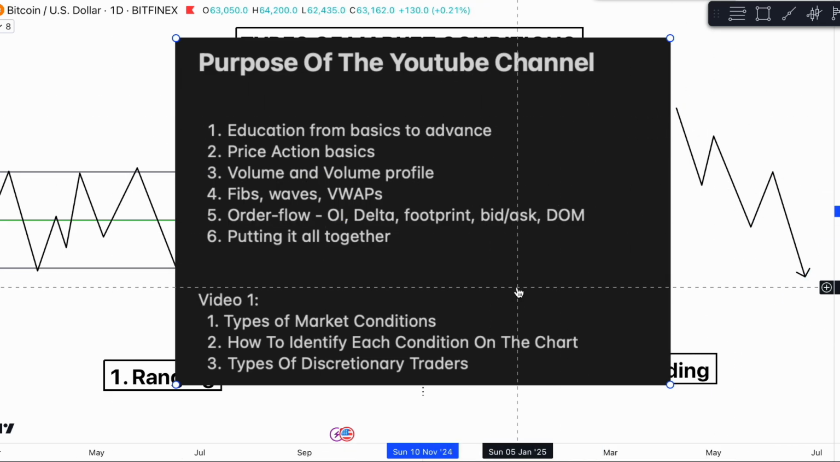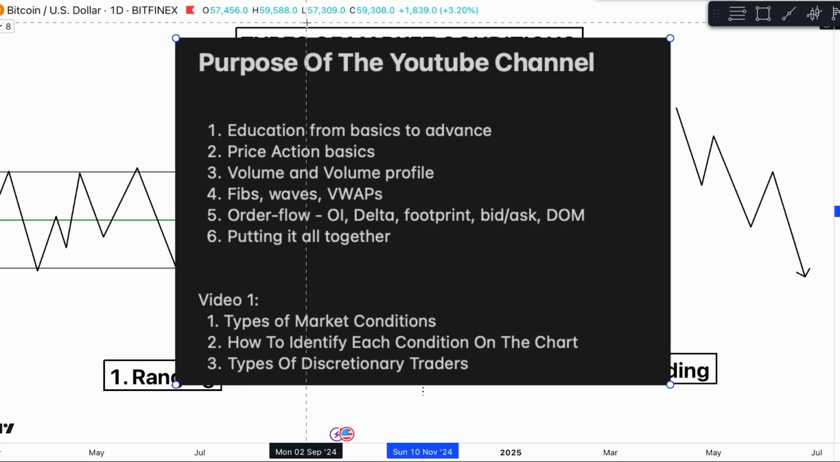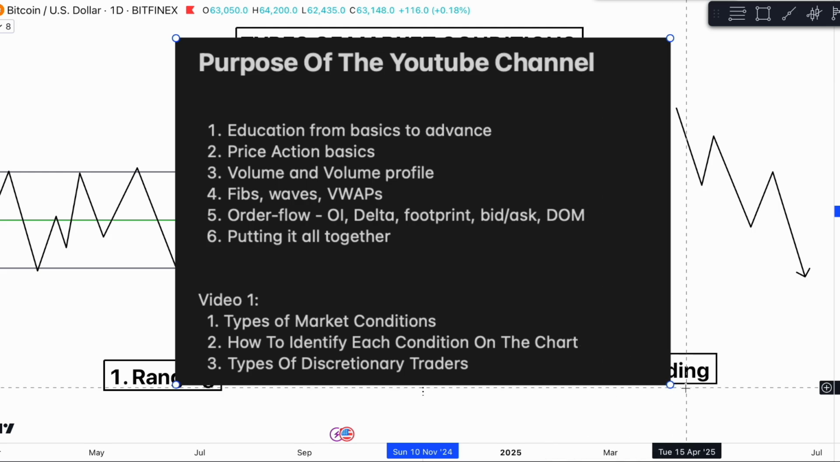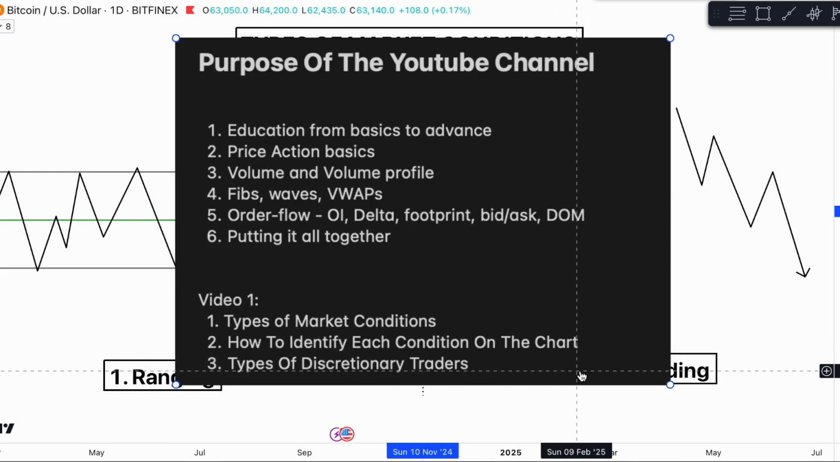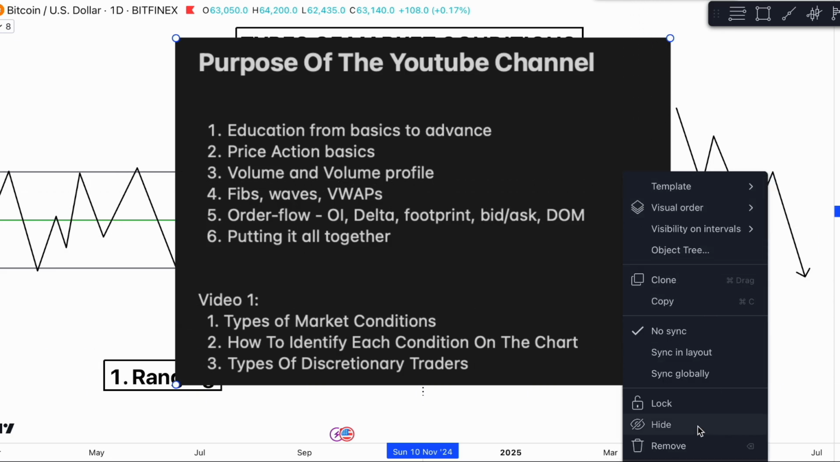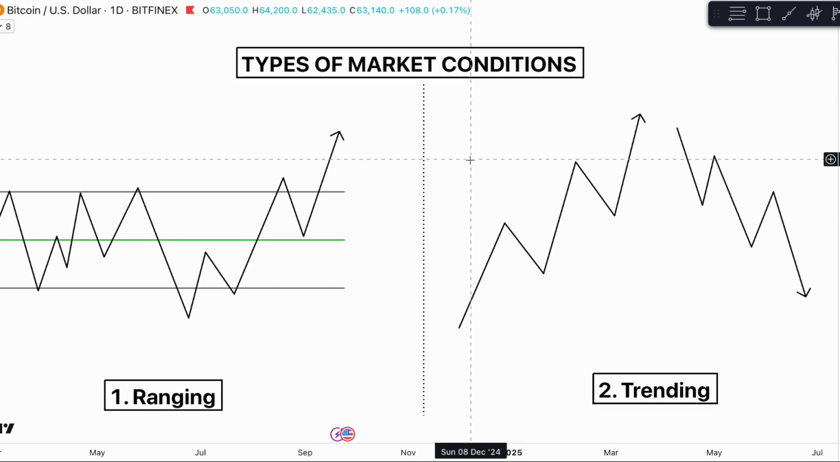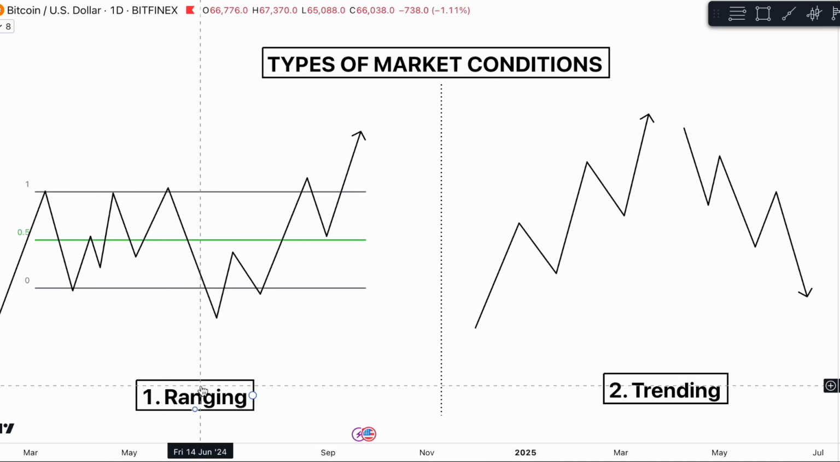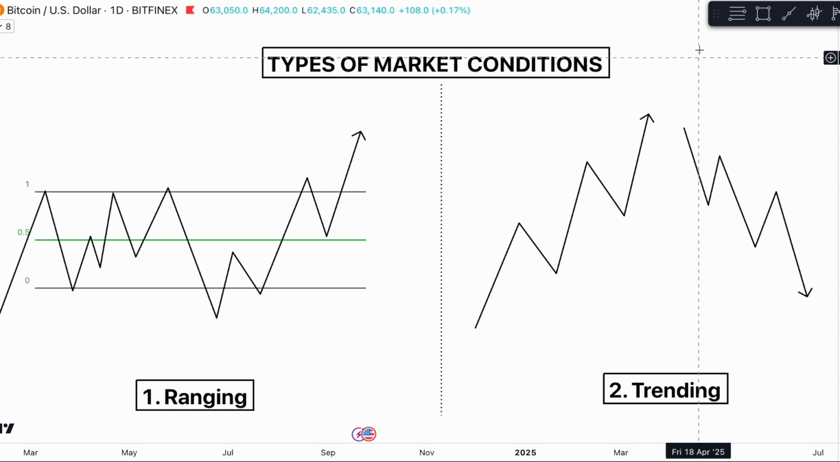Now, for the purpose of this particular video, I want to talk about three different things. What are the different types of market conditions, how to identify those conditions, and the types of discretionary traders. So let's get into it. So what are the types of market conditions ideally? Now, there's ranging market conditions and trending market conditions.